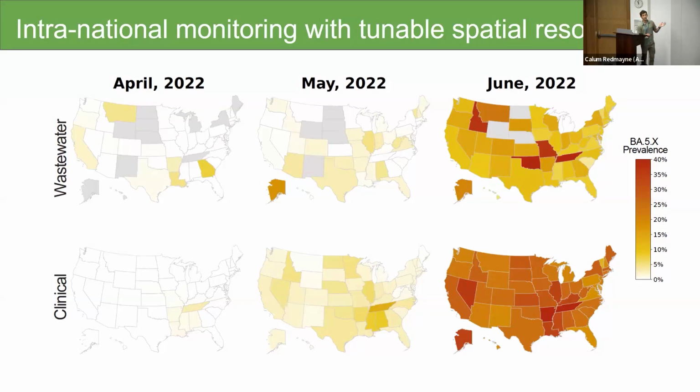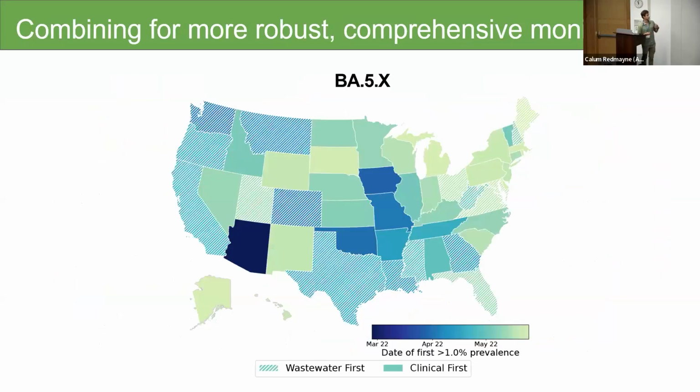I think the most important thing to get out of this is that it's much more important to see these as two parts of a larger whole. At some of these sites, where you see the hashing, lineages are detected at significant prevalence earlier in wastewater, but at other sites it happens earlier in clinical. Bringing all that information together allows us to have a lot more information about what's going on.